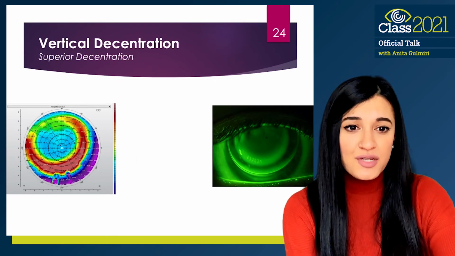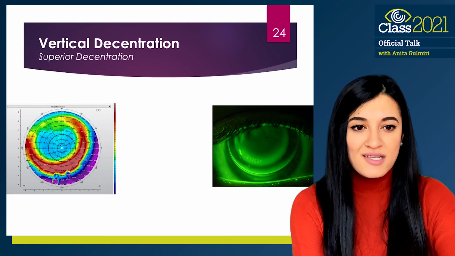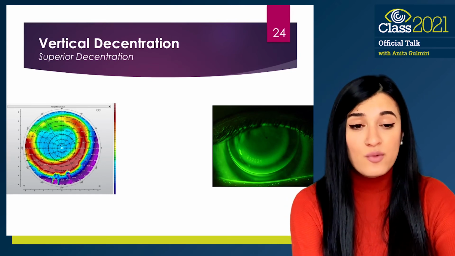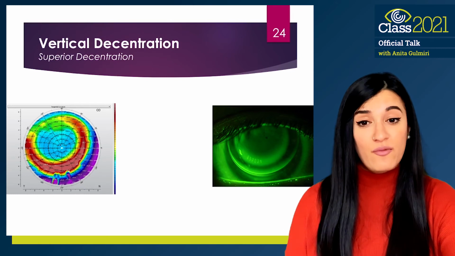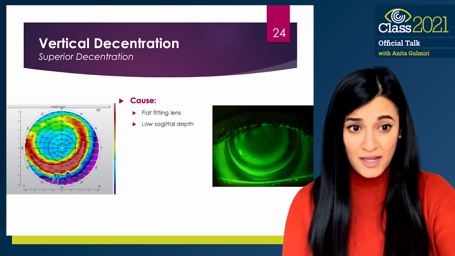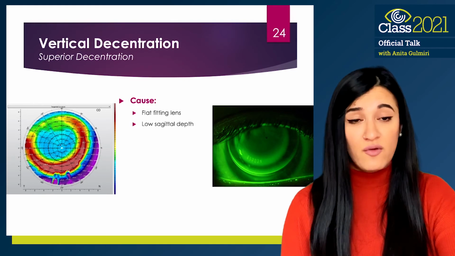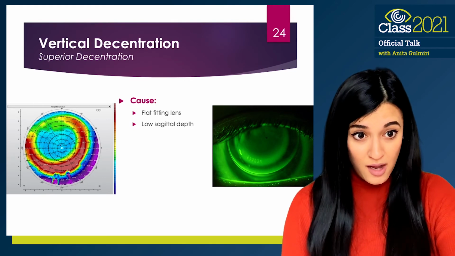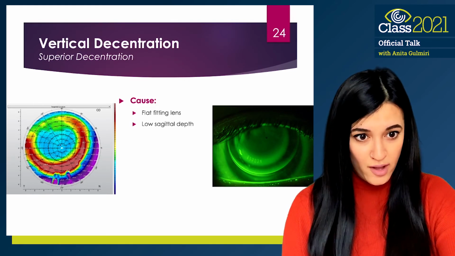So when we're troubleshooting lens fits, and I'm going to go through this extremely fast, it's extremely helpful to have an understanding of the topography as well. And so lenses that decenter can cause visual issues, as well as corneal and conjunctival issues as well.